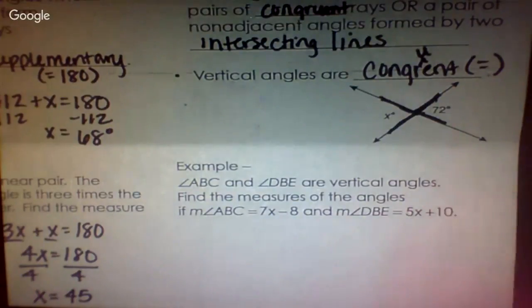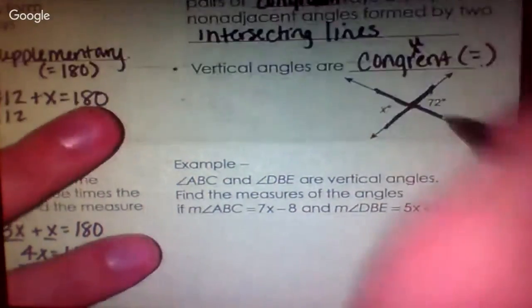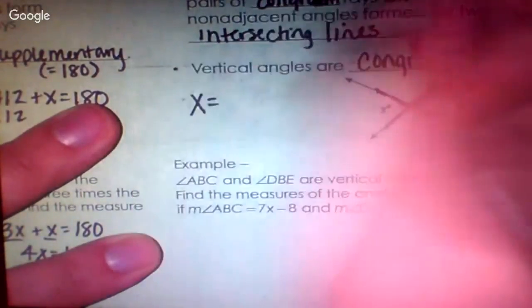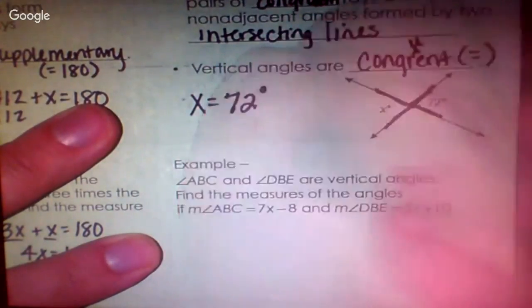Okay, if vertical angles are congruent, we set them equal to each other. So this picture here should be X equals 72 degrees.